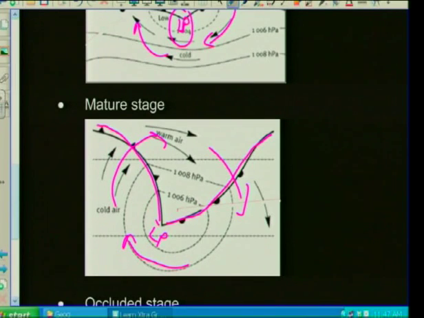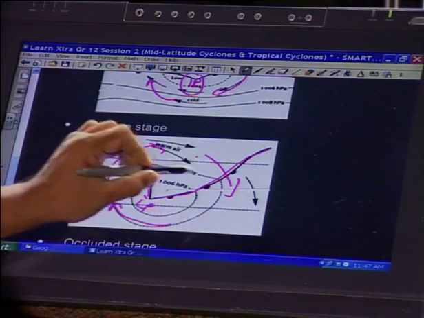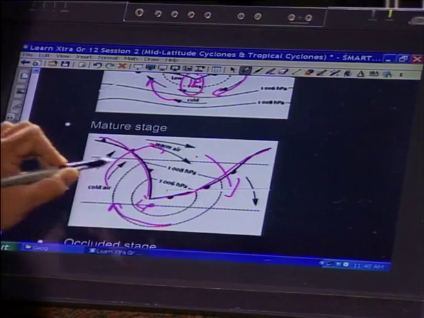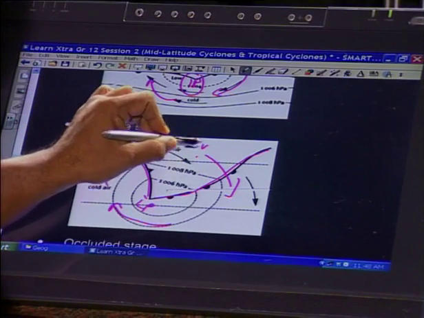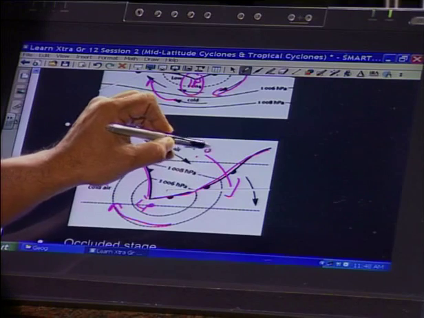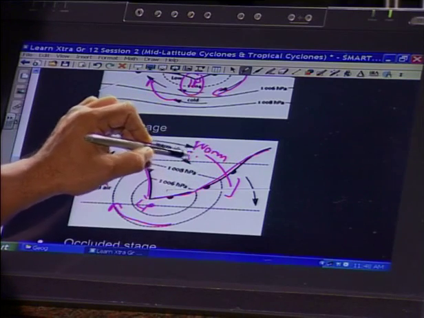Also, we would get that these two fronts divide the system and create two sectors. In here, between the two fronts, the warm front and the cold front, you would get something known as the warm sector.